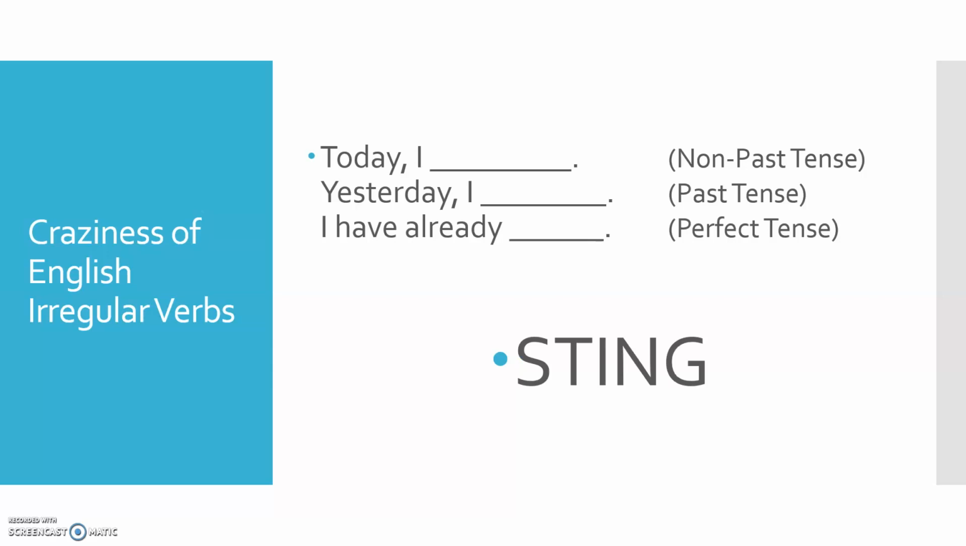Because I just did sing, you might want to say yesterday I sang, which we know is not right, and then it sounds weird. I think the correct forms would be today I sting, yesterday I stung, and I have already stung, where the past tense and perfect tense forms are exactly the same.